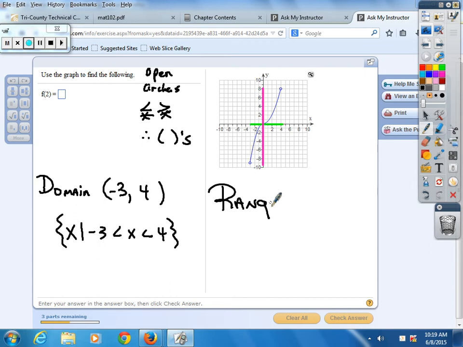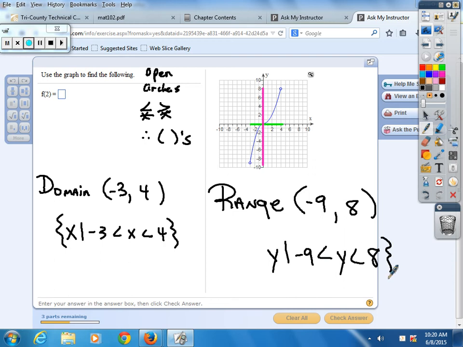Range in interval notation is going to be, again with parentheses, from negative what? 9 to 8. And you would write that in set builder notation as y such that y is between 8 and -9. And that's your domain and range.